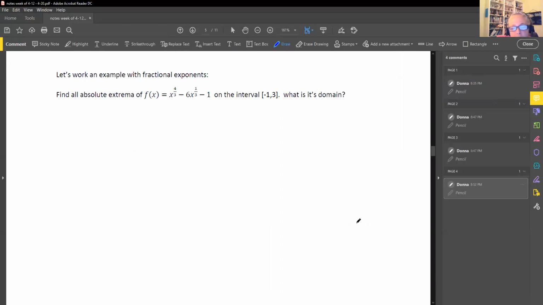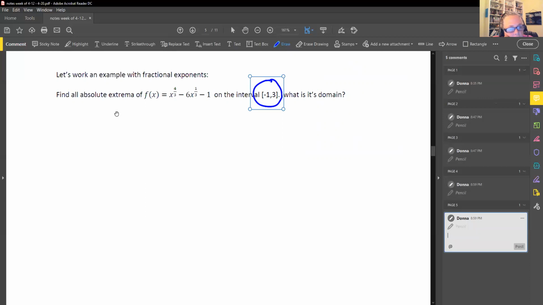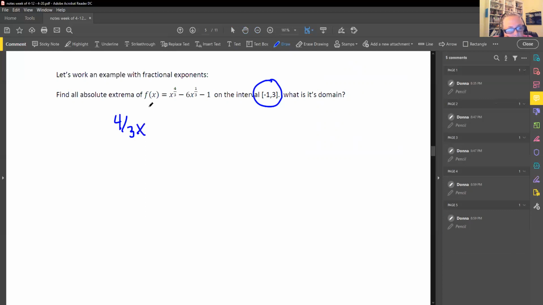You'd have a different domain if you could take a square root, but you're doing cube roots, so its domain's all real, so we don't worry about that. I'm going to go ahead and take the derivative to find the extrema that fall within this range. Okay, so if I take the derivative, it's 4/3 x to the 1/3 minus 2x to the -2/3. And I want to figure out where that equals 0.